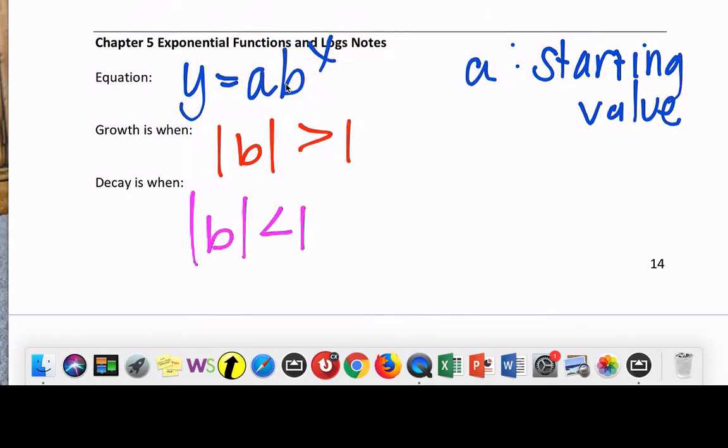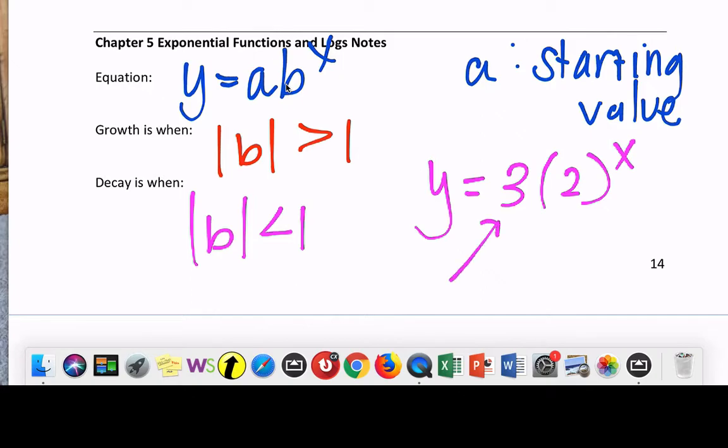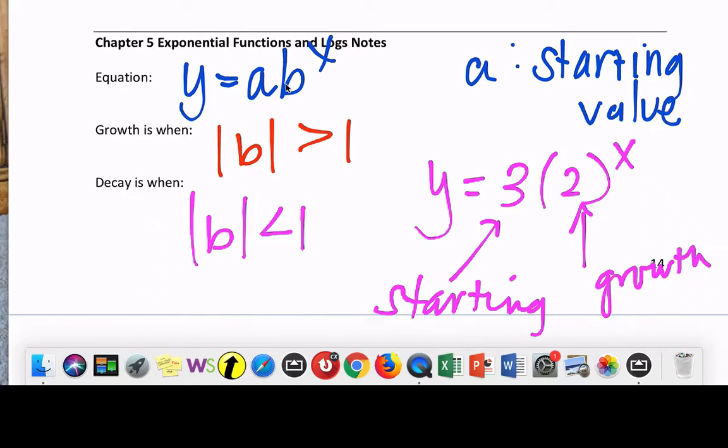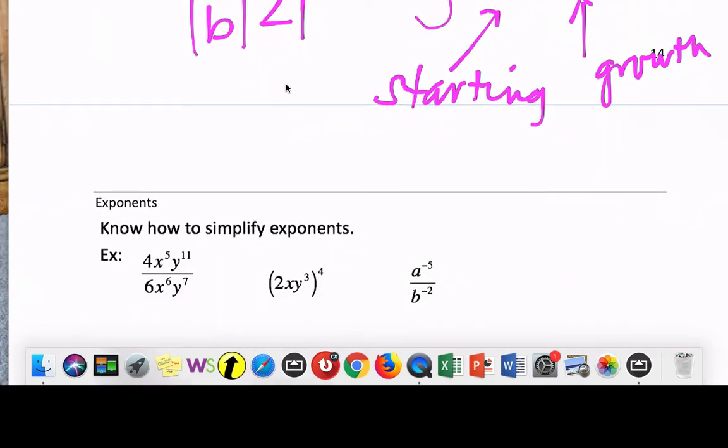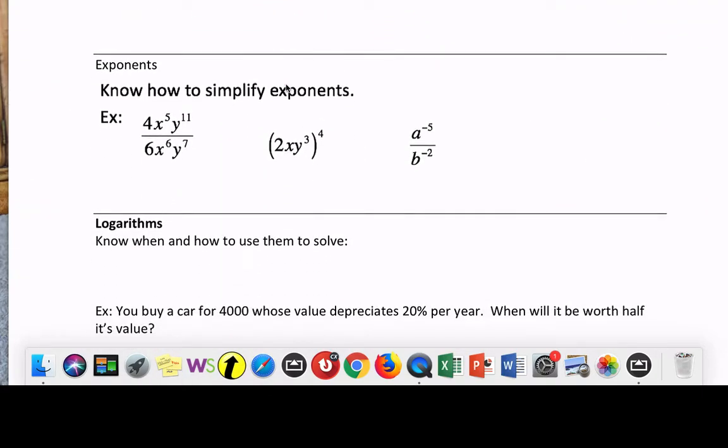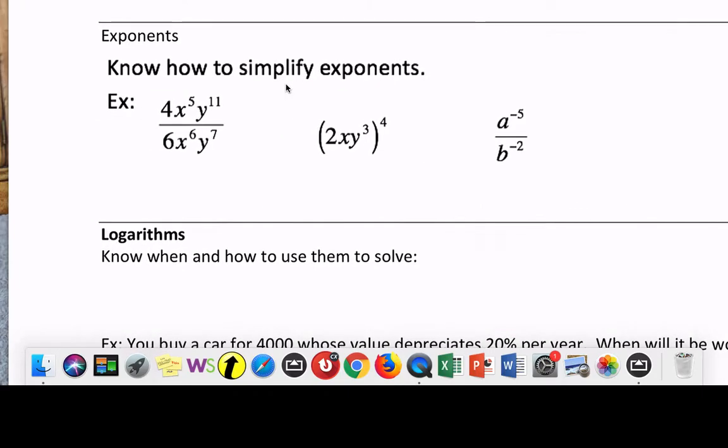That would be decay. So for example, if we had y equals 3 times 2 to the x, that would mean we're starting with 3 of something. And the 2 would mean it's growing. It's doubling for every, if it's years, seconds, whatever x is, doubling every time. So we spent some time looking at those equations. We looked at rules of exponents and how you would simplify. So let's do a few of these to review.